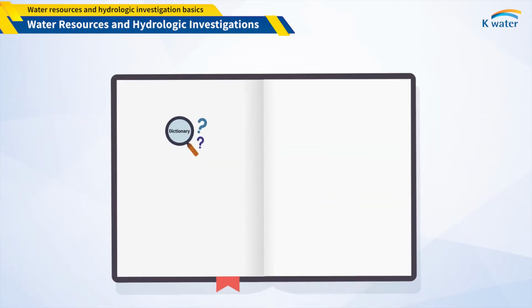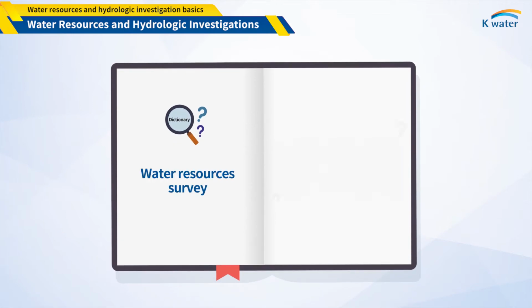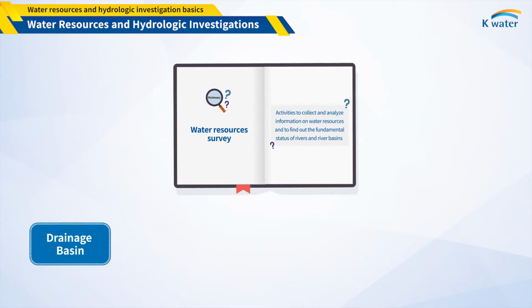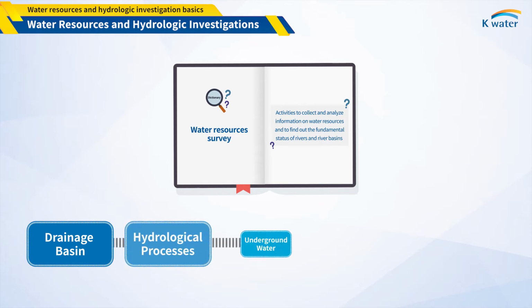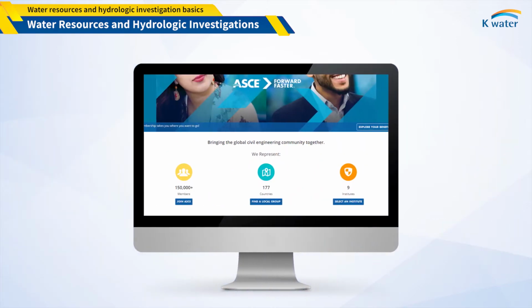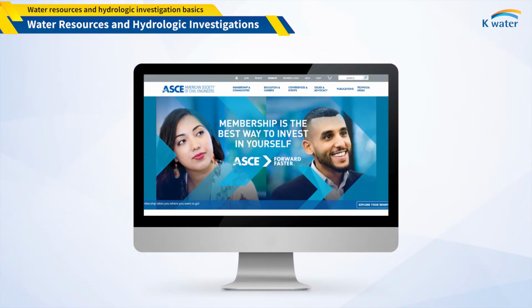And all activities to collect and analyze information on water resources and to find out the fundamental status of rivers and river basins are called water resources surveys. The water resource surveys include a variety of investigations such as drainage basin, hydrological processes, underground water, water quality, and river environment change, etc. These water resource and hydrologic investigations provide basic data required for planning water resources.